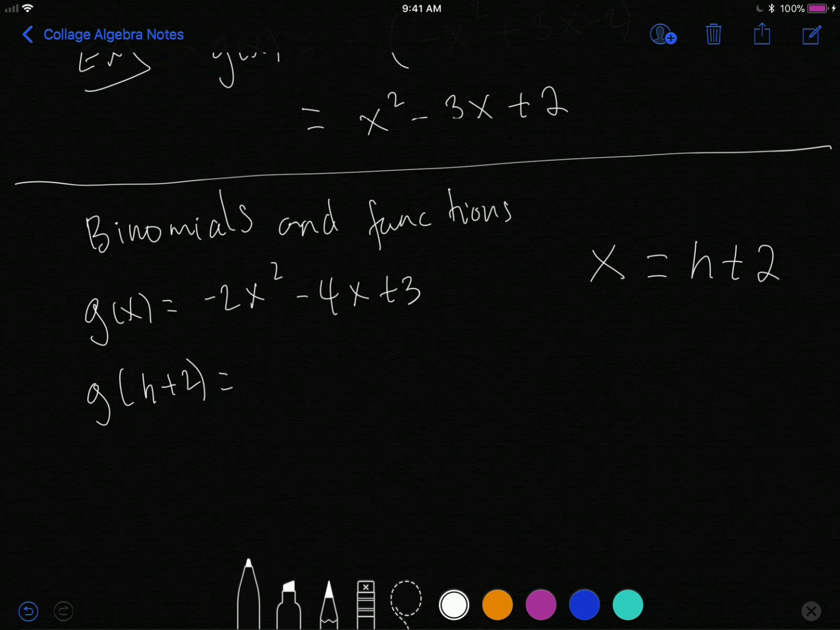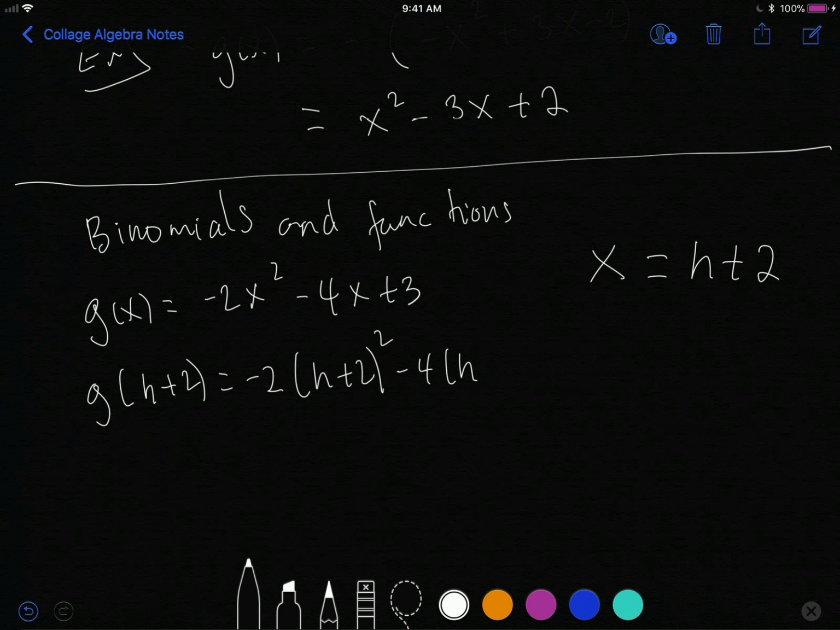And so this will be equal to negative 2 times (h plus 2) squared minus 4 times (h plus 2) plus 3. What I have done is I have substituted. Everywhere I saw x, I wrote h plus 2.